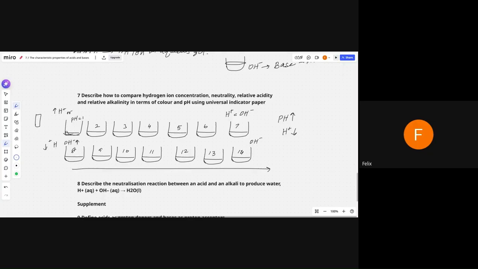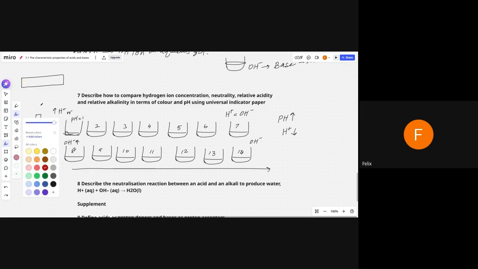And yeah, so now the universal indicator. If you dip this paper into this beaker, it will give you a different color. And then there's a card with the colors on it, right? So there will be a reference card, a reference sheet, which will have different colors on it. So pH 1 will be indicated by some color.